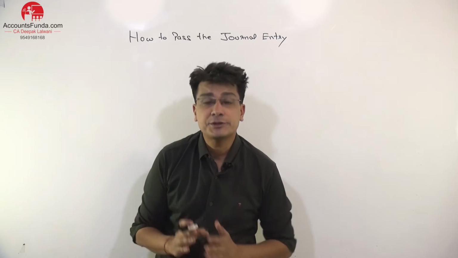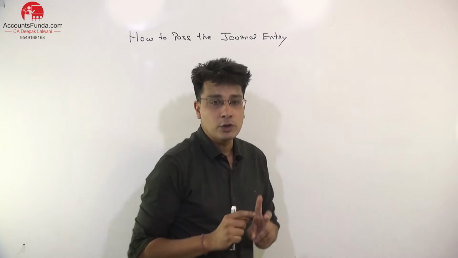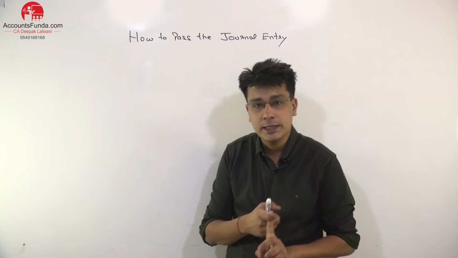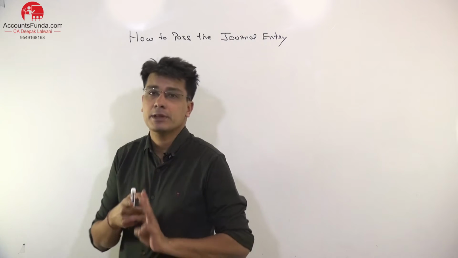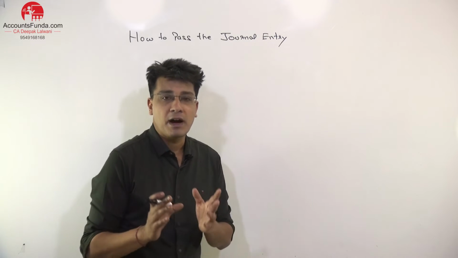Okay, so I've already explained to you the three important concepts. What are the three important concepts you need to know? The first is the cost concept, then the accrual concept, and third is the business entity concept. Now we will proceed to how to pass the journal entry.